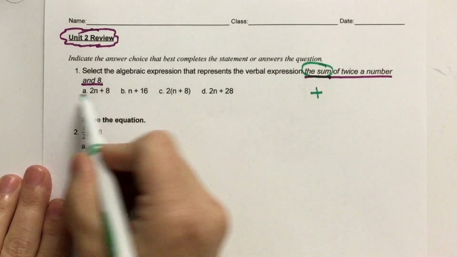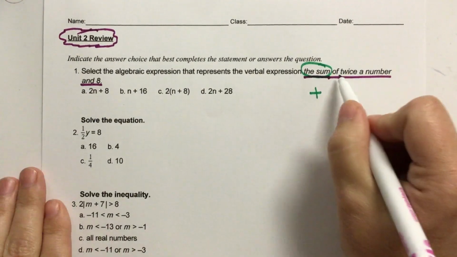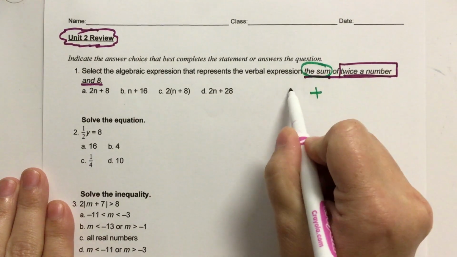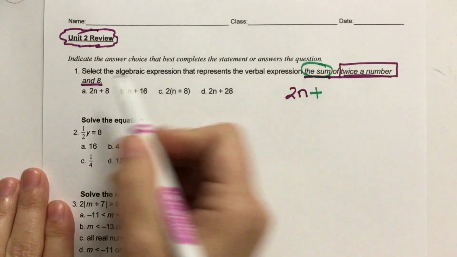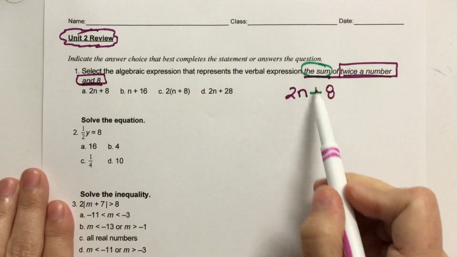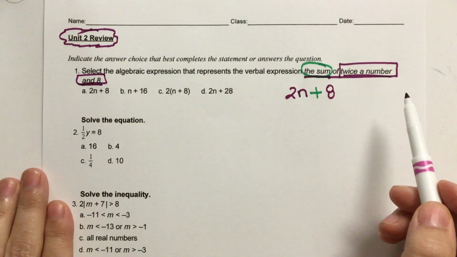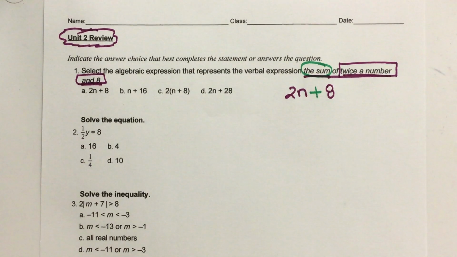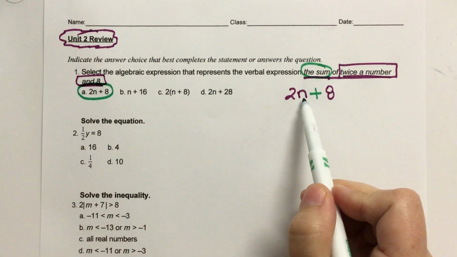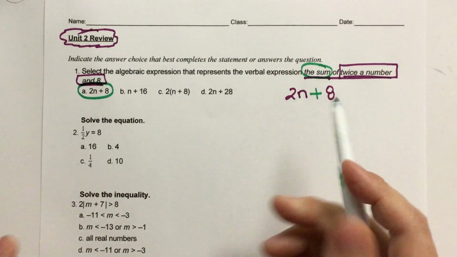Okay, so if I keep reading, I'm going to know what to add together. So I want to add twice a number. Twice a number means to multiply a number times 2, so 2n, and 8. So the sum means add, so I'm adding together twice a number and 8. And my answer is, ding, ding, ding, answer choice A. And of course, this could be any letter you wanted. I just saw that the answers had n's, so that's why I used an n. But you could use x, you could use whatever.